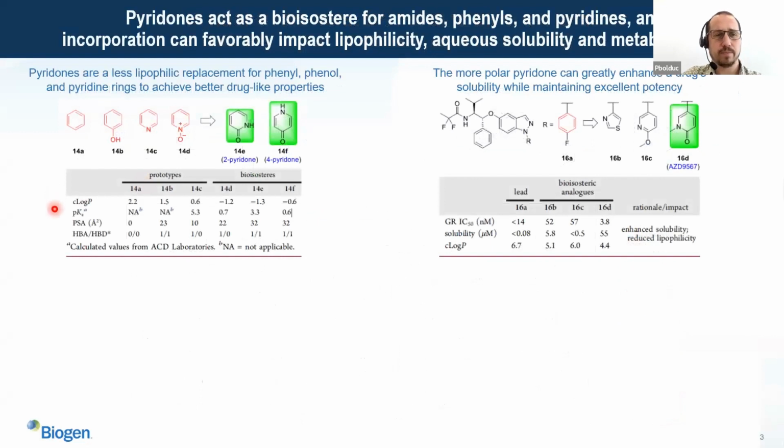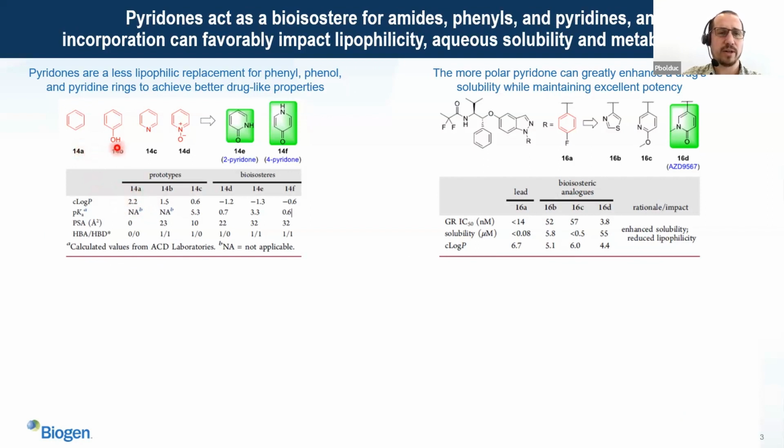In fact, I think you get a better appreciation of its potential for being a bioisostere for phenyl when you look at simply the lipophilicity of these compounds. So this is a table where the values were calculated from the ACD Labs software. I think you can use about any chemistry software to calculate cLogP these days. Just as a reference here, you can take phenyl, which is labeled 14A, which has a cLogP of 2.2.